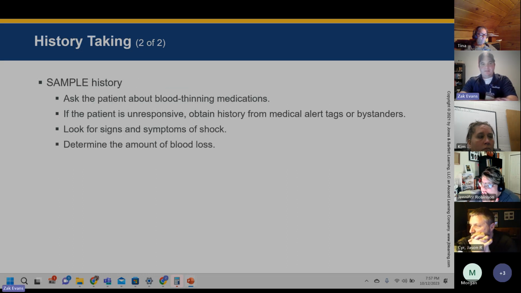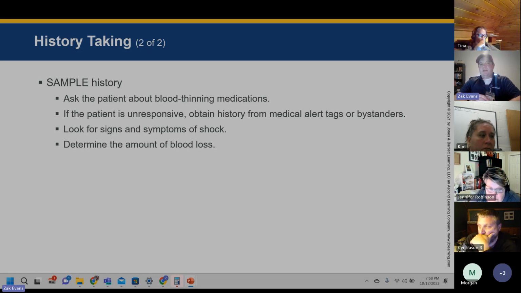You're going to get that SAMPLE history. Oh, bleeding from orifices. Yep. SAMPLE history. This is a key one here. Ask the patient about blood thinning medications, okay? Some common ones: Xarelto, Plavix, aspirin. There's a few different ones out there. You'll learn them throughout your career. Just make note, learn your medications, because it's important if they're on that. That can be life or death if they're on some of these high-powered anticoagulants or blood thinners.